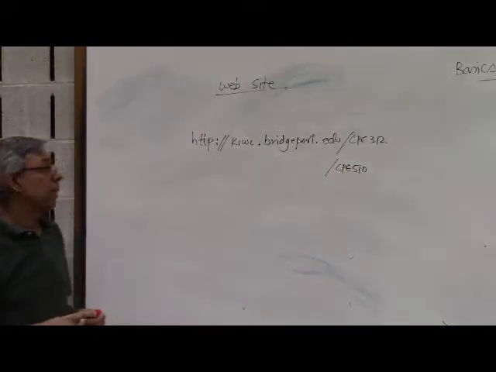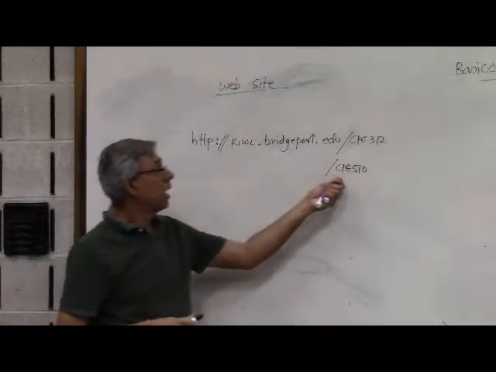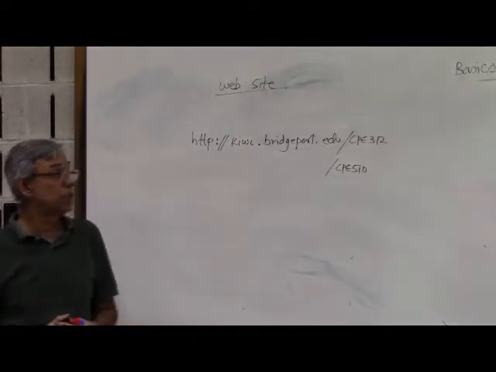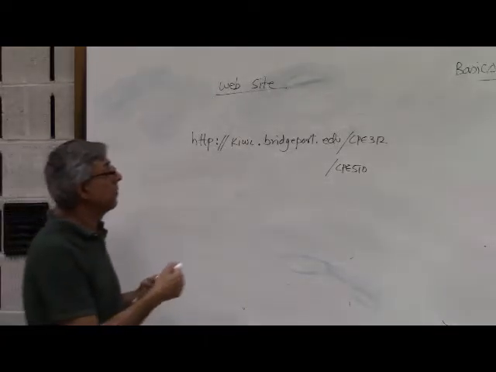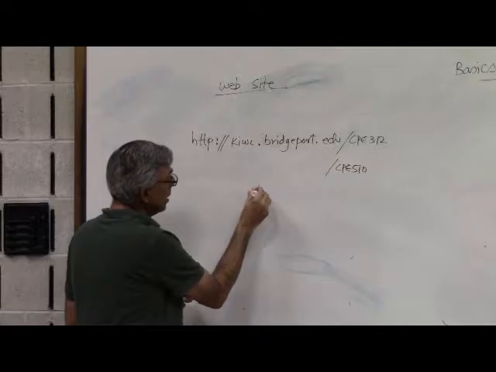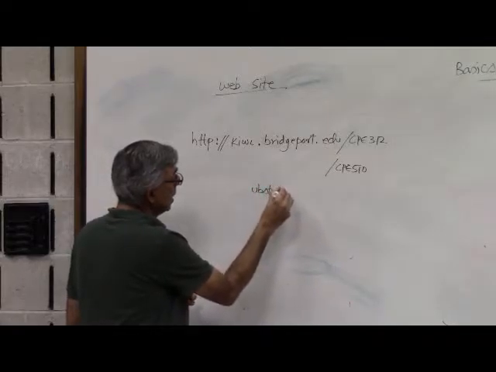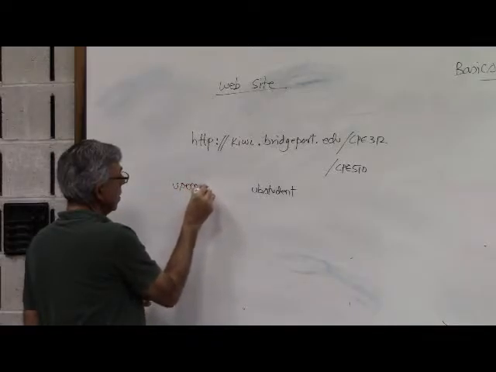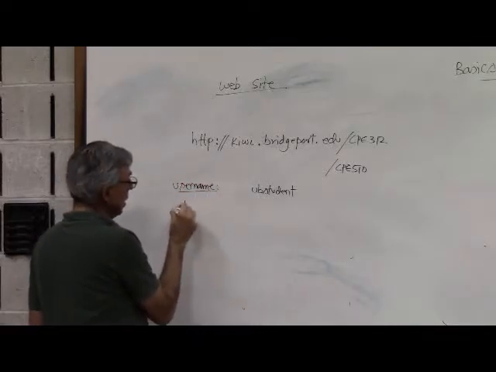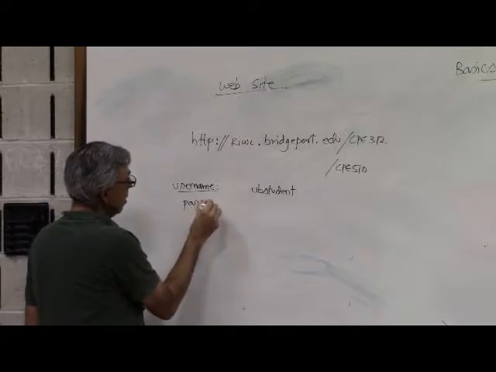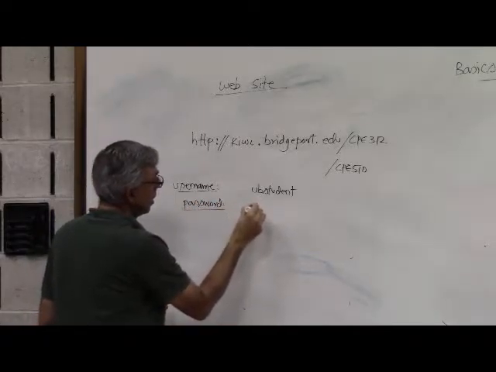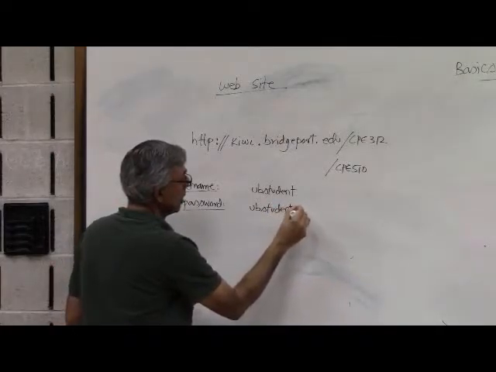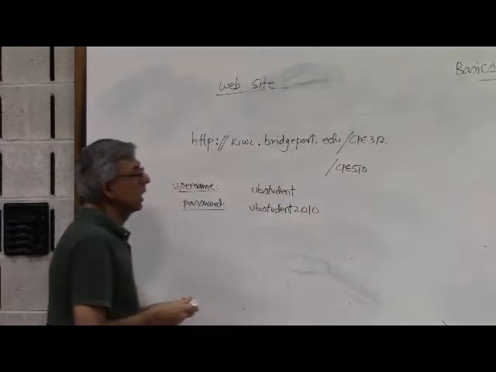The graduate students will have a separate website. You will go to CPE 510. Undergraduate students will go to CPE 312. Okay. The username is UB student. The password is UB student 2010. Okay.